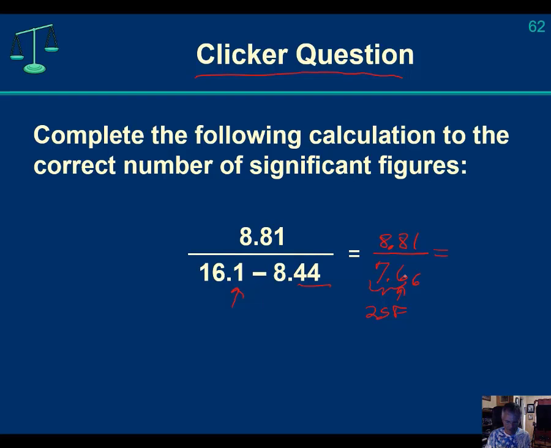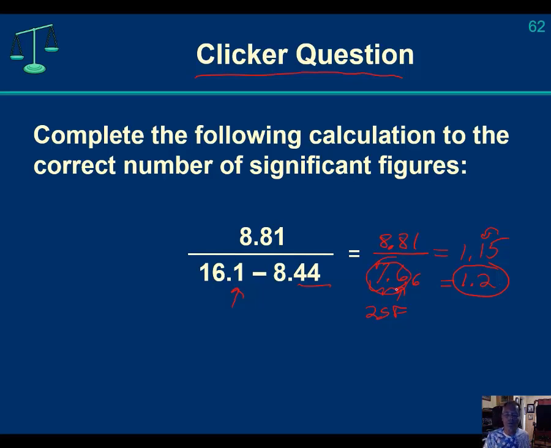8.81 divided by 7.66. So my answer is 1.15. Hold on, I only have 2 significant figures to deal with, so my answer can only be reported to 2 significant figures. So my answer is actually going to be 1.2. Because this 5 is 5 or greater, I round up, and so that rounding rule is telling me that my answer is 1.2.